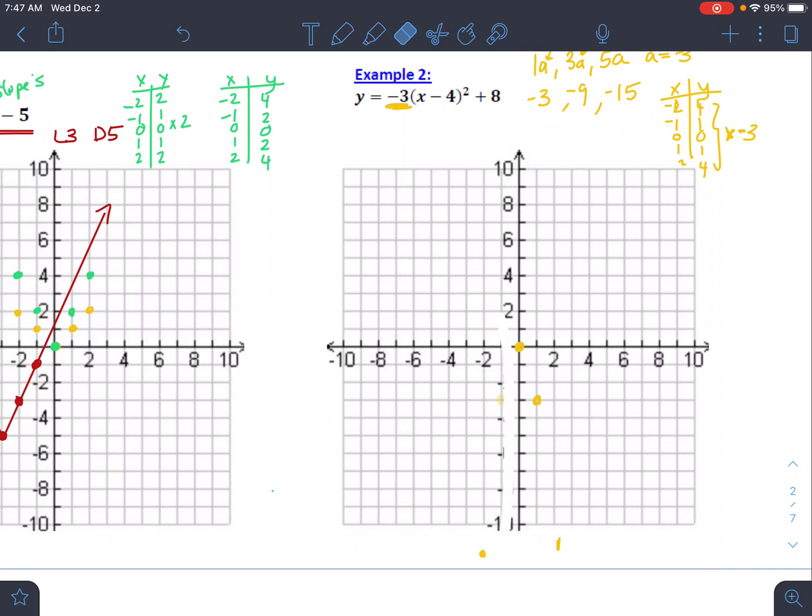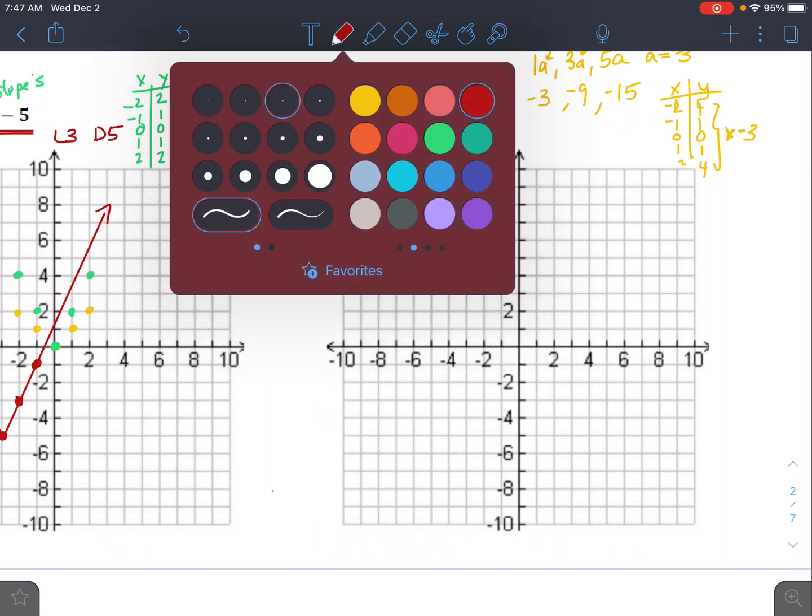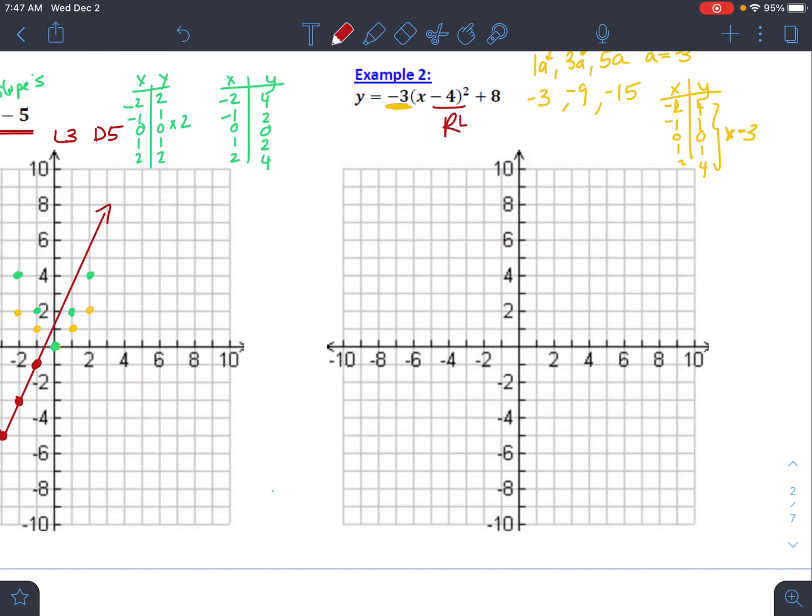I want to start at the right spot, so I'm going to erase these yellow points. I'll use red again as my final answer. I'm going right 4, up 8. So right 4, up 8. Okay, and then you can start this pattern.